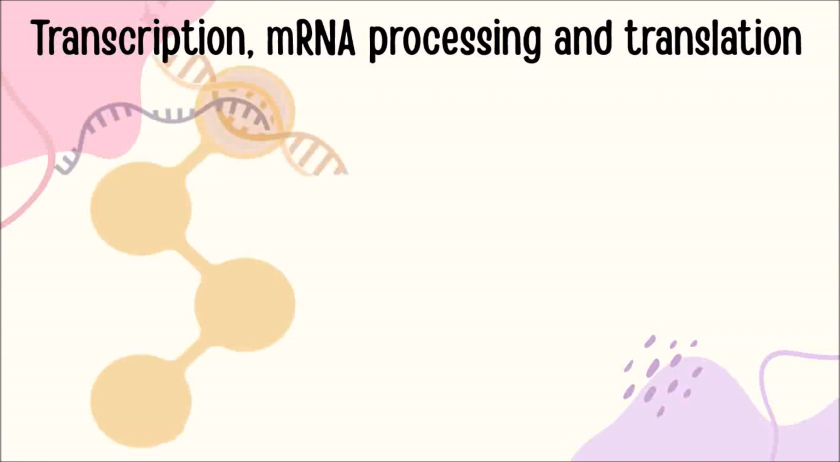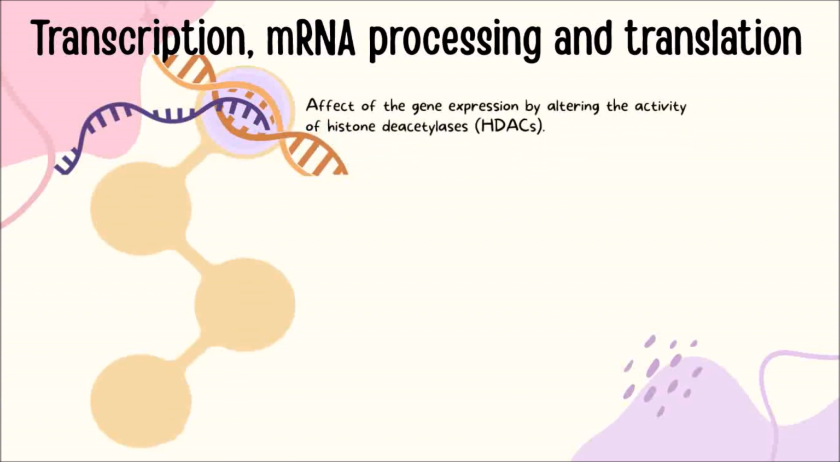It can affect gene expression by altering the activity of histone deacetylases, which are enzymes that play a role in gene regulation through chromatin remodeling. By inhibiting the HDACs, valproic acid can increase the acetylation of histones, leading to changes in gene transcription. As well, it affects the activity levels of certain transcription factors, which are proteins that bind to the DNA and regulate the transcription of specific genes.